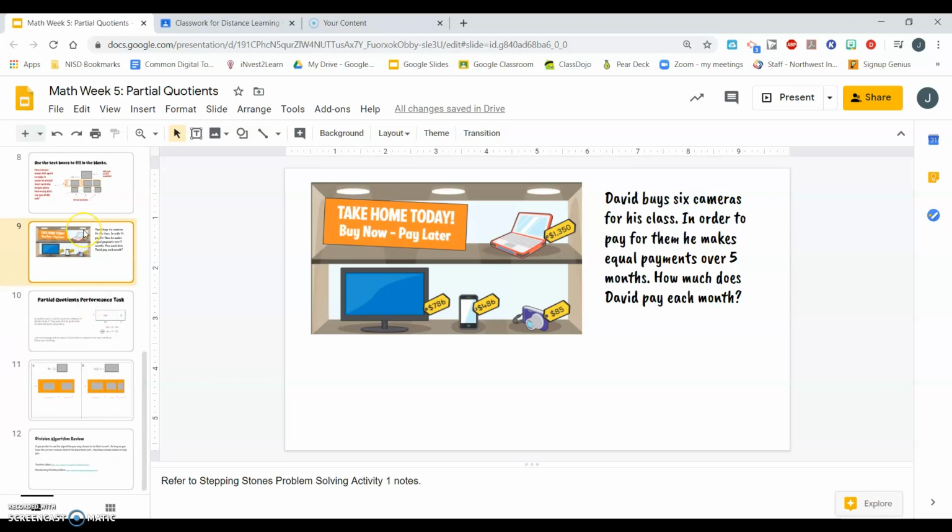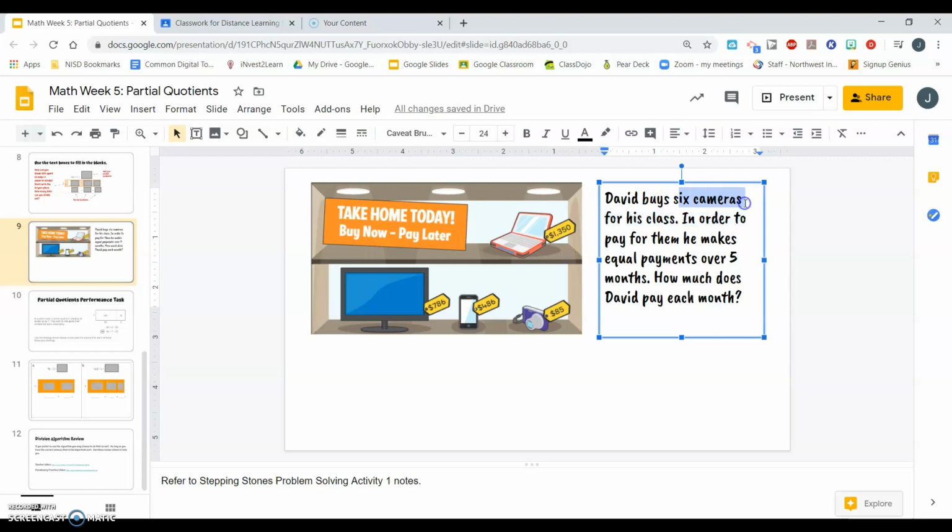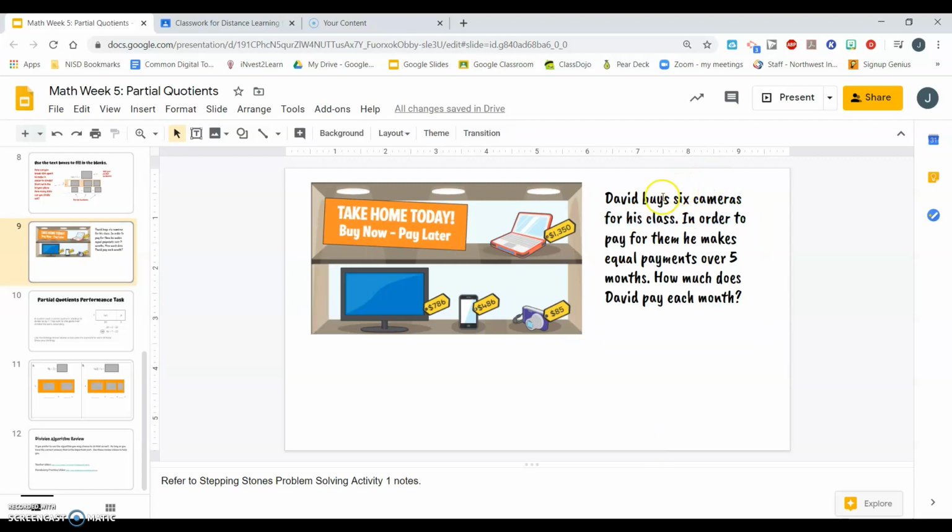Part 2 of your task is going to be a math story, and I recommend you take this in 3 steps. Step 1, identify who our main character, David, is. Step 2, what David is buying. He is buying 6 cameras. Look closely, not just one camera, 6. Each of these cameras costs $85.